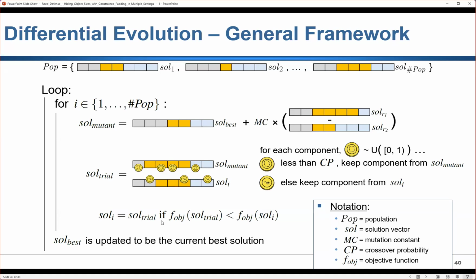And now, if the trial solution results in a better value for the objective function than the ith solution does, then that trial replaces the ith solution, and you continue for the next member in the population. Once you've done this, you then update the best solution in the population, and you continue again.